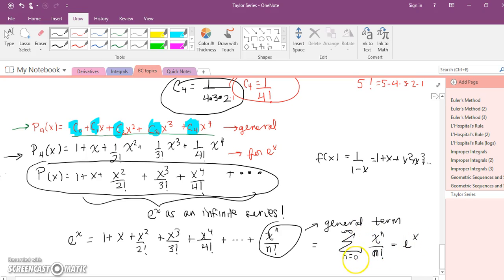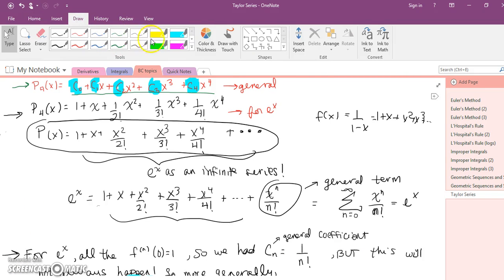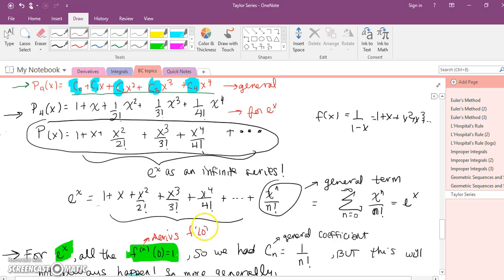So if you test it, plug in 0, x to the 0 over 0 factorial is 1. Plug in 1, x to the first over 1 factorial is x. If you keep plugging in higher and higher numbers in here, you'll get this. So make sure you write those two down. One thing I want you to realize is that when we did e to the x, all of the function values were 1. And the reason I'm putting f to the n degree in parentheses is this means all the derivatives of f. So not only just f of 0, but f prime of 0, f double prime of 0, f triple prime of 0.